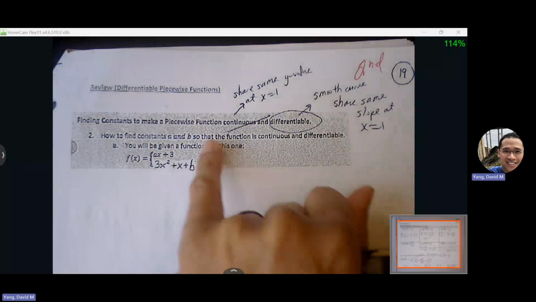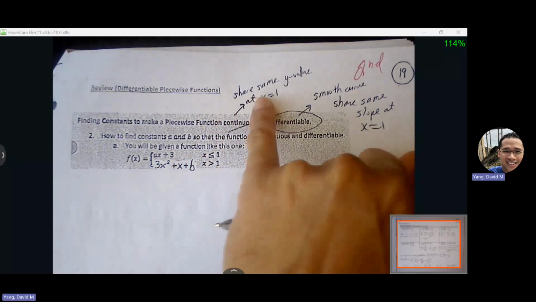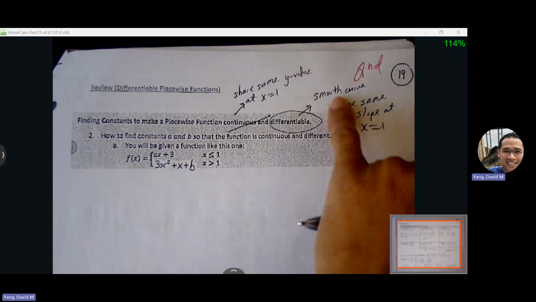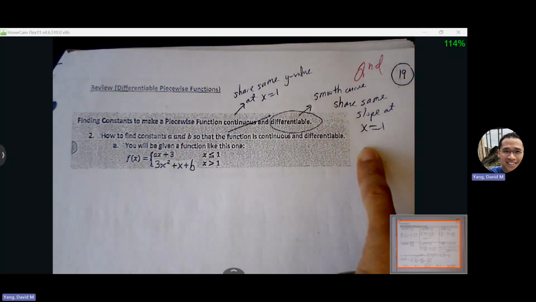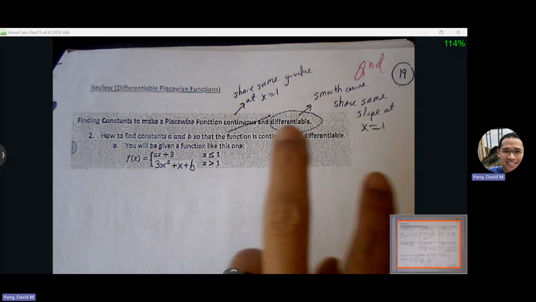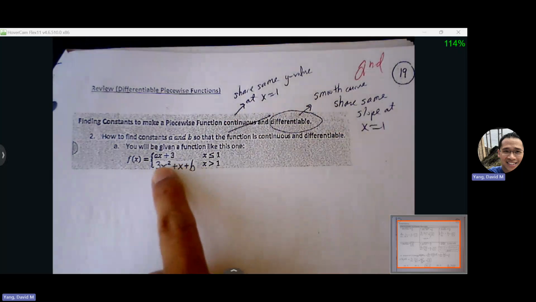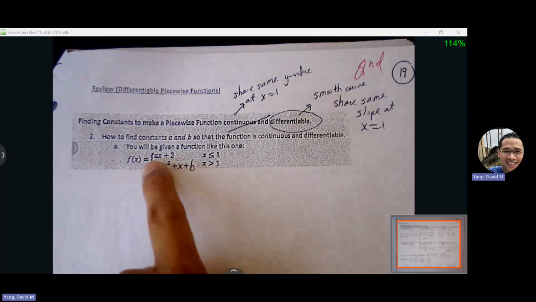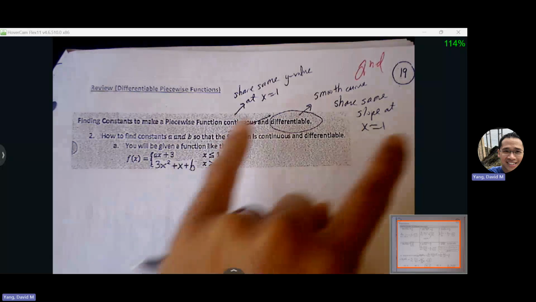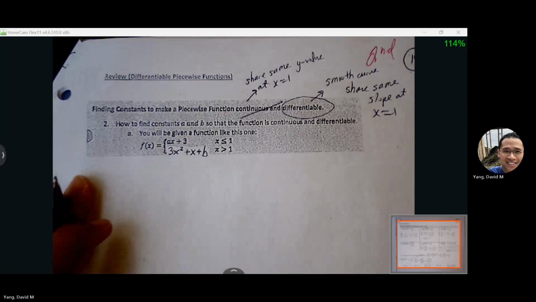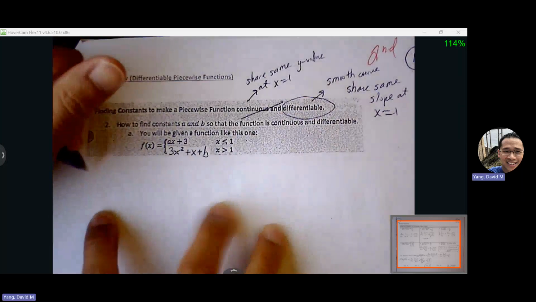We have to create a scenario where the two graphs will share the same y value at their endpoints, and they also must share the same slope at their endpoints. So we've got to create the scenario that's needed in order to solve for a and b. We're looking for two unknown constants. That's why we need two separate equations, so that the two equations can help each other out and solve for one variable and then the other. So let's talk about the continuity piece.